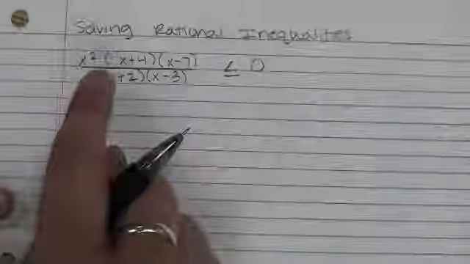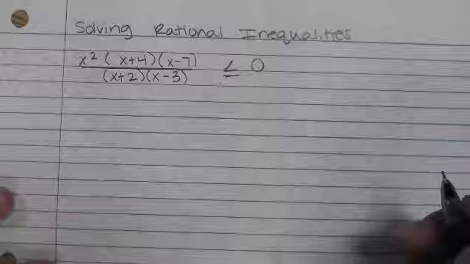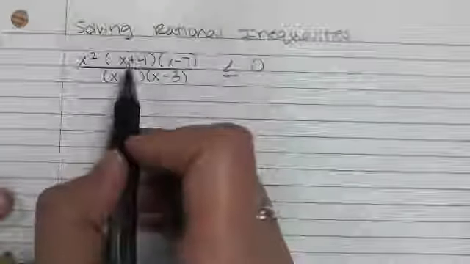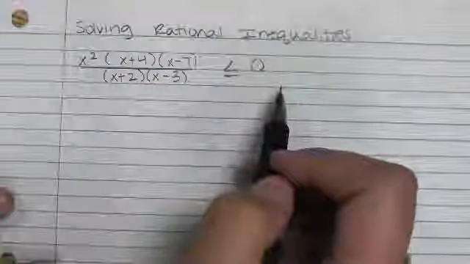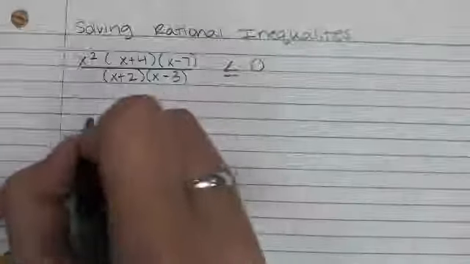So can somebody remind me what this stuff on the top, these factors, what do they typically represent on the graph? X-intercepts. So what do those equal? Those equal 0, right? Are we allowed to equal 0? No. Wait, look at the inequality. Yes, so we're allowed to equal 0 there.